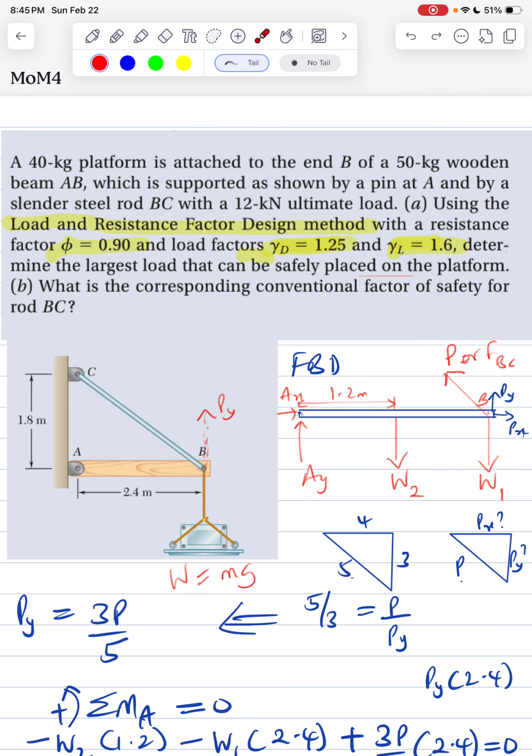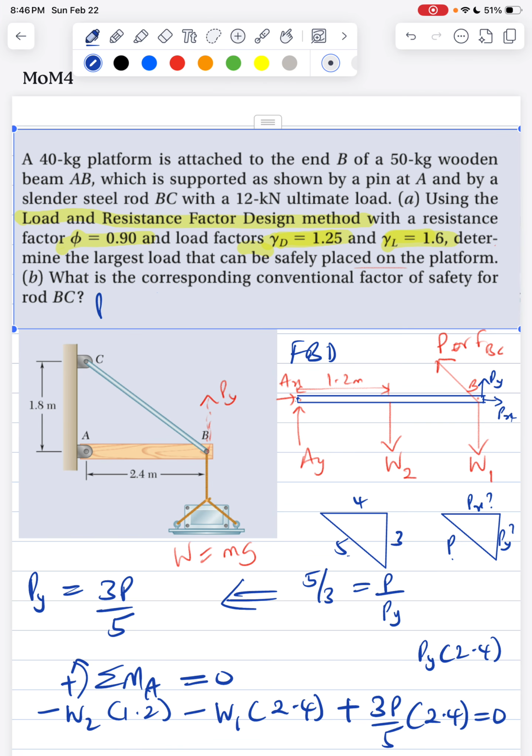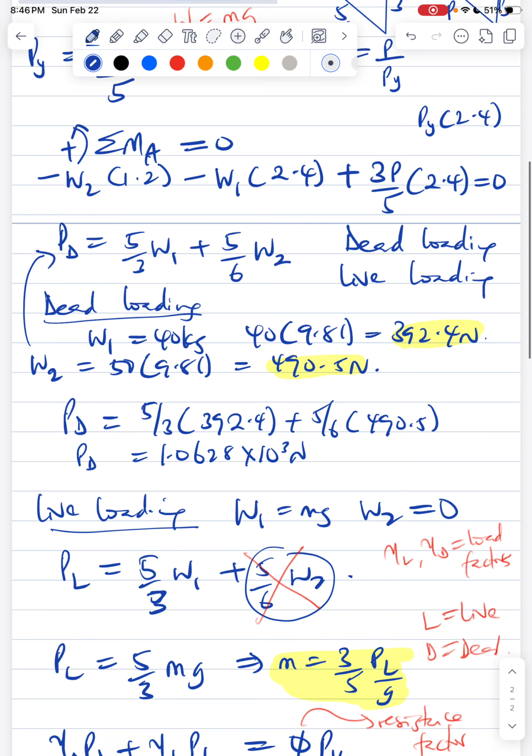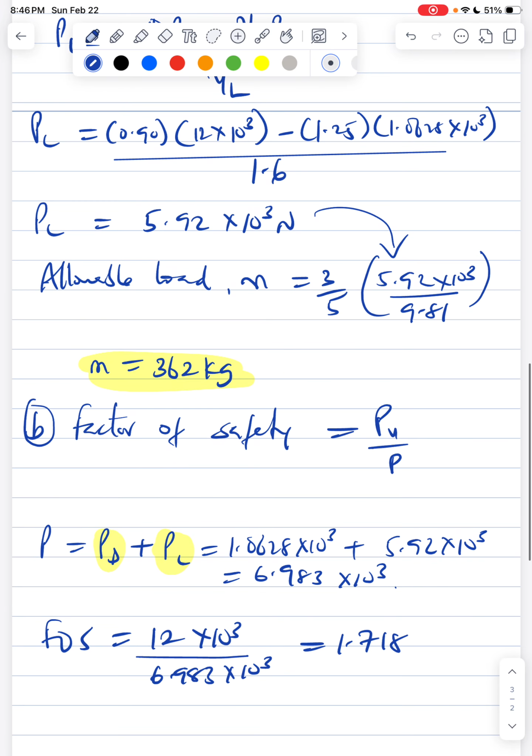Now the other part, which is also an interesting part of the problem. Typically, instead of calculating the contribution of both the dead load and the live load, what you are typically taught or shown is the corresponding conventional factor of safety for the rod BC. For this one, you already know you want the ultimate load that it can take, compared to the total load. That's the idea. The ultimate load compared to the total load, right?